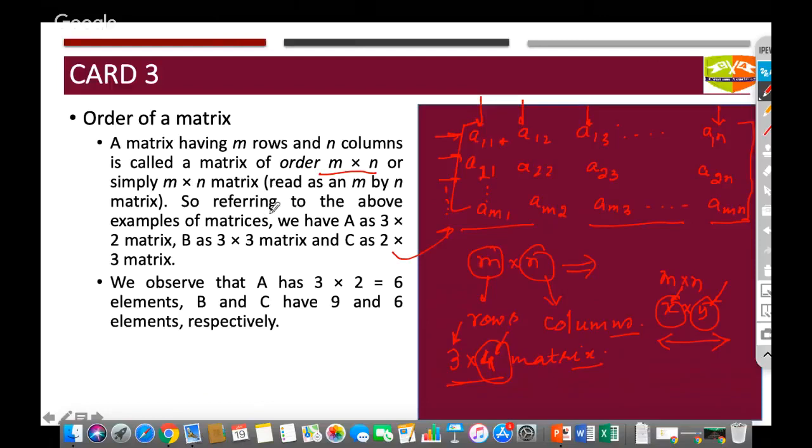The order of the matrix is pronounced like this. If it is m into n, it is pronounced as m by n matrix, or m into n matrix.